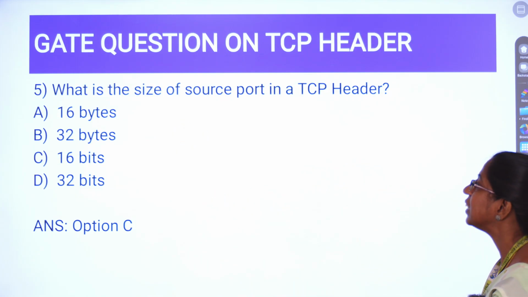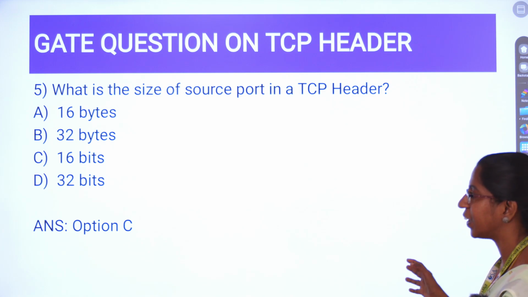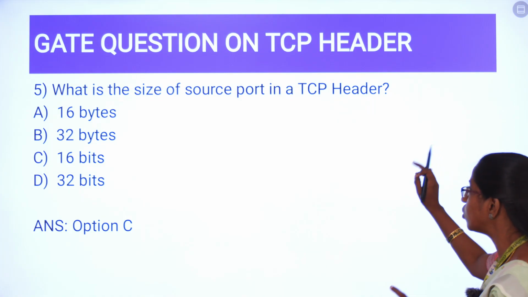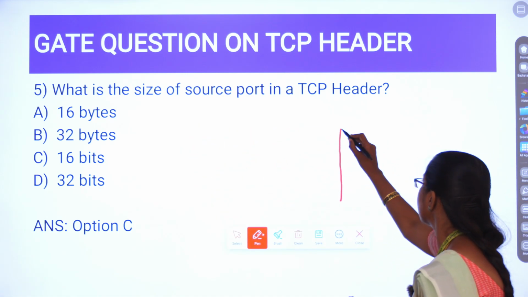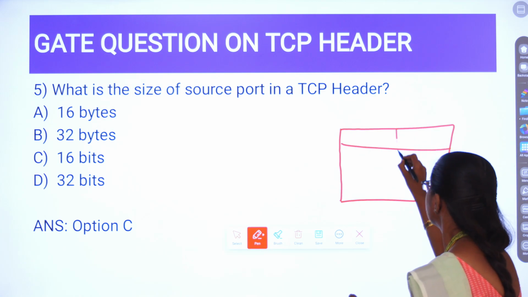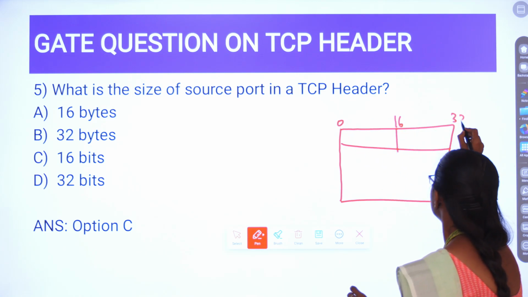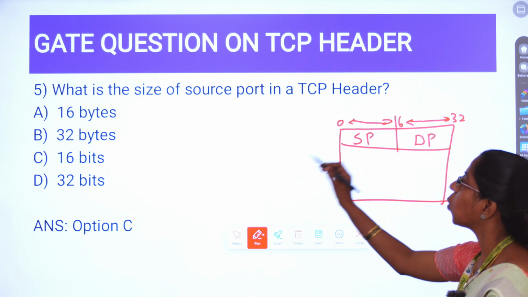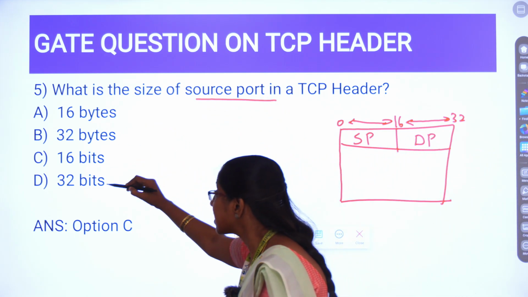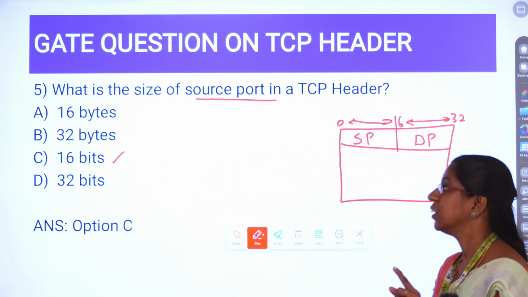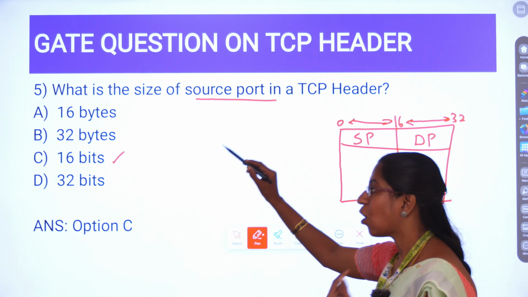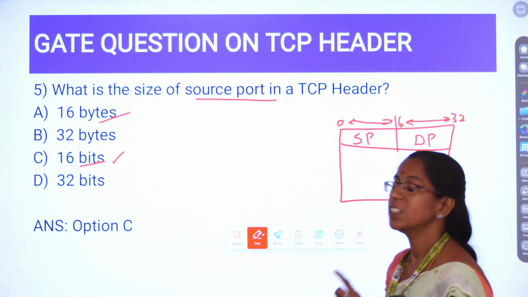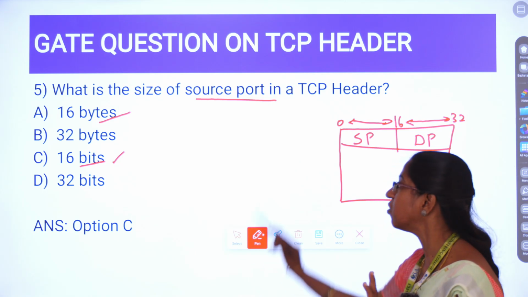Next question: what is the size of the source port in a TCP header? Source port is the first field, as we already discussed in the diagram. The TCP header starts from the source port. In the diagram, the first 16 bits, from 0 to 16, are the source port, and the next 16 bits are the destination port. So the answer is 16 bits, not bytes. The options are 16 bytes, 32 bytes, option C 16 bits, option D 32 bits. Be very careful, bits and bytes are totally different. So option C, 16 bits, is the right answer.